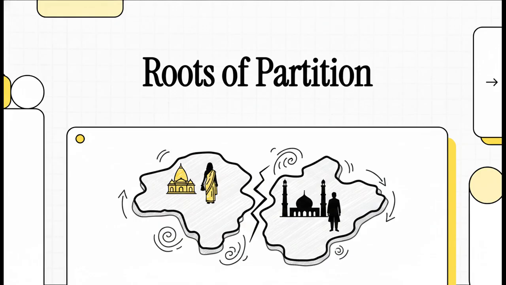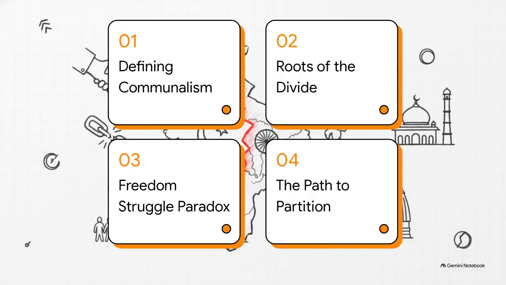The source material we're looking at today gives us this amazing insight into the social and political tectonic plates that shifted over decades to quite literally reshape the world. Here is the game plan for this explainer. First, we'll define communalism. Then, we'll look at the roots of the divide, explore a pretty fascinating freedom struggle paradox, and finally, track the actual path to partition.